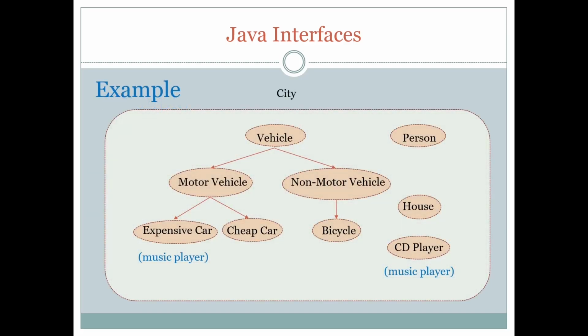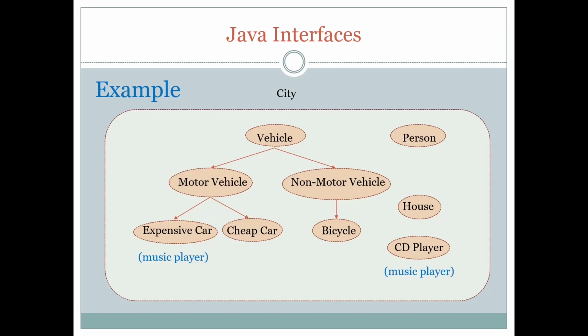But before we head over to NetBeans, let's just quickly outline our example. So here I've kind of put everything out on the table. We have a city. Inside that city, we're going to have a person. We're going to have a house. Inside the house, there's going to be a CD player. And there's going to be an inheritance tree.